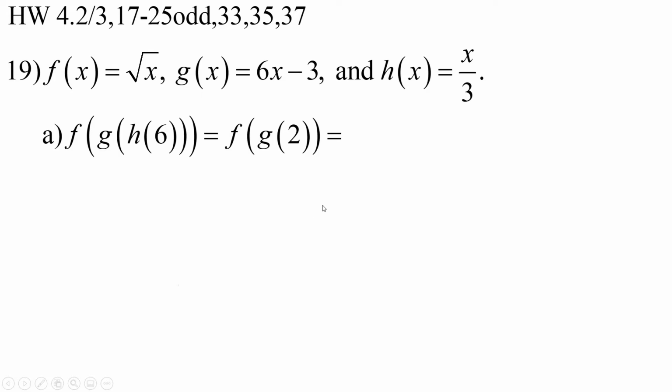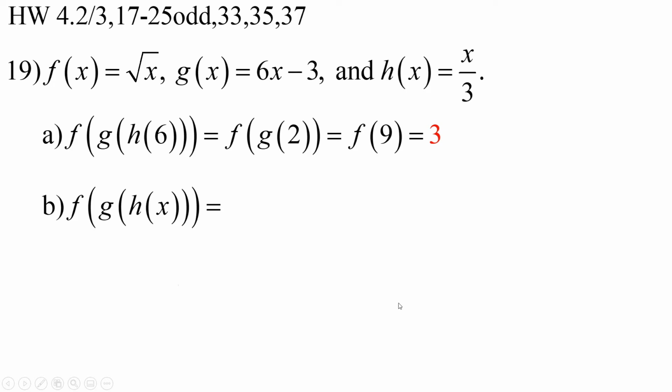This is so cool. So now I'm at f of, and then g of 2 is a number. Well, what is g of 2? G of 2 would be 6 times 2, 12 minus 3. That's a 9. F of 9. And what is f of 9? It's a number. F of 9 would equal the square root of 9, which is 3. Great problem. All right, part B.